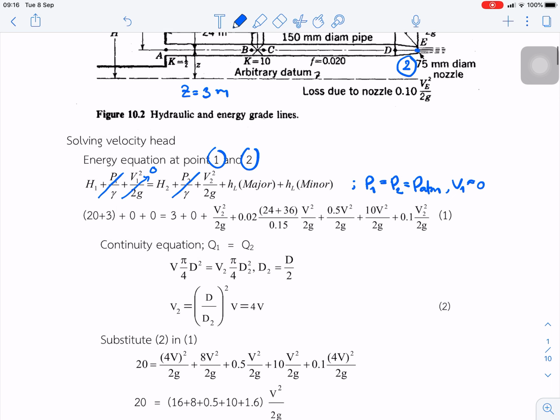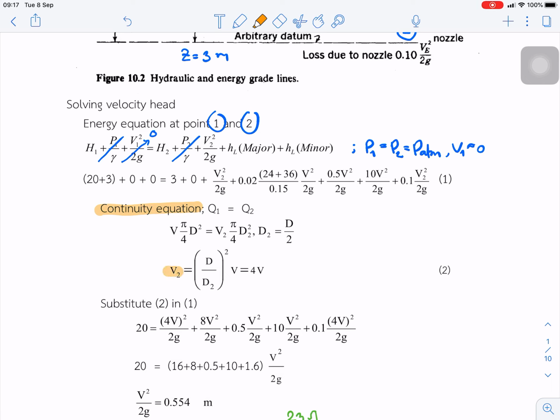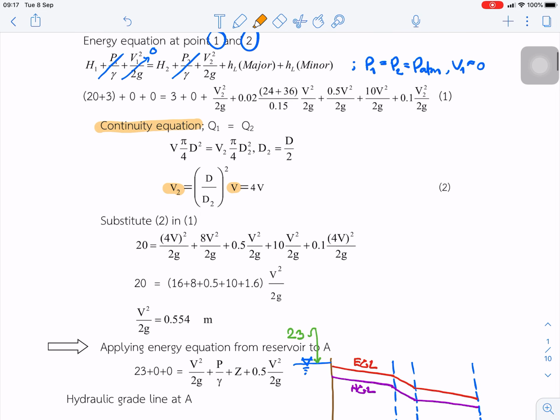Next we apply the continuity equation, because in the above equation we have V1 and V2. So we find the relationship between V2 and V, and substitute equation 2 into equation 1. Finally we can estimate the velocity head: V squared over 2g is about 0.554.